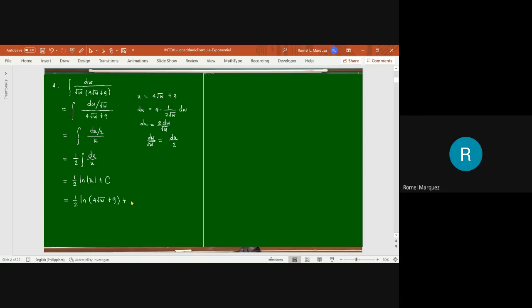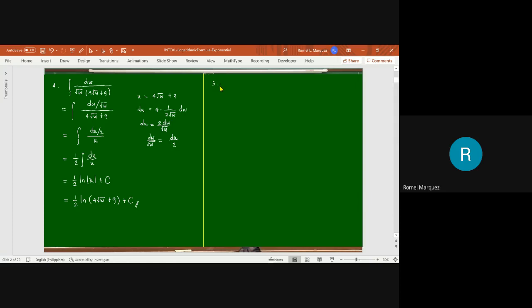Let's say, because you're not sure, you did not remove the absolute value, put absolute value, it's all right. Because I am not expecting that you can recognize whether the inside of the ln will always be positive or will always be negative. So if you're not sure, you just put absolute value if you want. But this is simpler than having the absolute value. Okay?